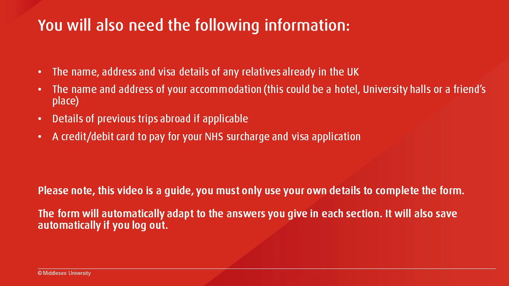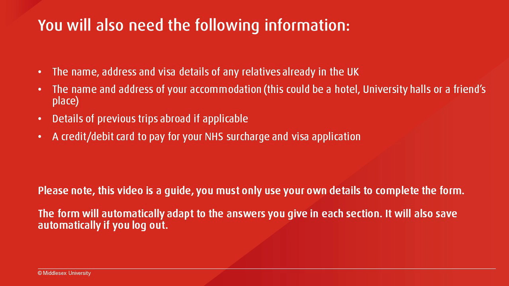As well as those documents, you need certain information. You need the name, address and visa details, if applicable, of any relatives already living in the UK. You need the name and address of your accommodation, where you're planning to live when you first arrive in the UK. It might be a hotel, it might be a hall of residence, it could be with a friend, it could be private rented accommodation. You need the address. Details of any previous trips abroad. You may need to complete that information on the form.